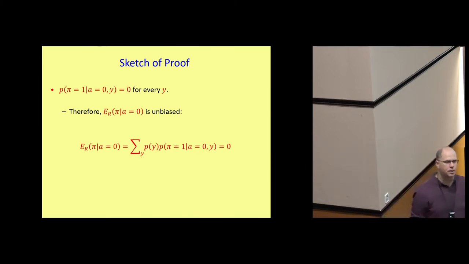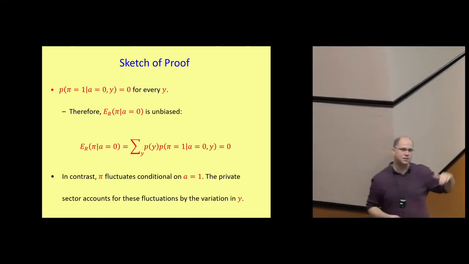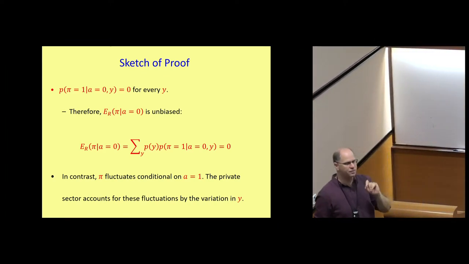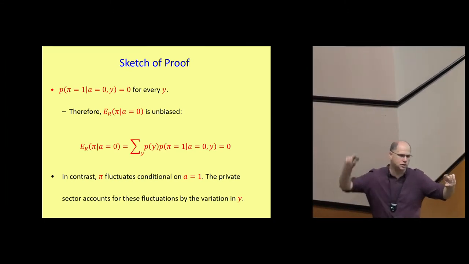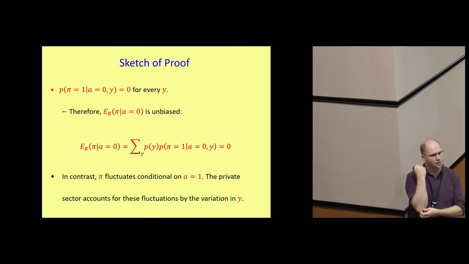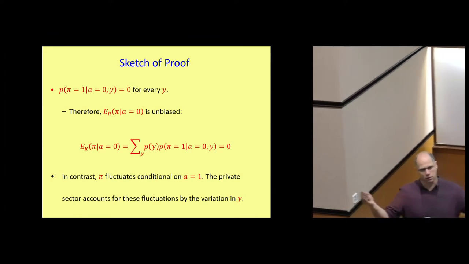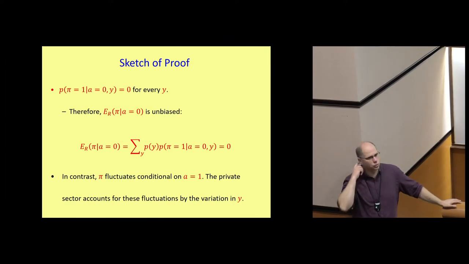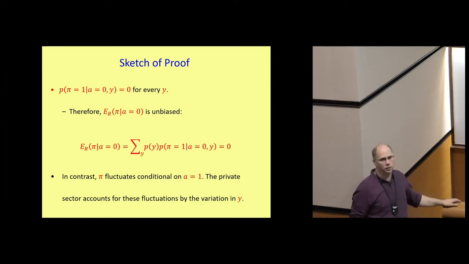The only mistake will happen when A is equal to 1. When A is equal to 1, pi does fluctuate. Sometimes it's 1, sometimes it's 0. What the agent does, what the private sector does, is that it tries to explain this fluctuation in terms of fluctuations in y, treating y as exogenous. And that's the mistake. The mistake is that he's trying to account for the variation in pi as if they resulted from variations in y, and as if those variations were exogenous. But they're not exogenous. They're a function of A. And the fact that you fail to realize that they're a function of A, that's going to lead to mistakes.